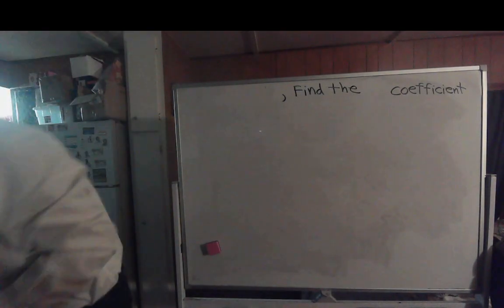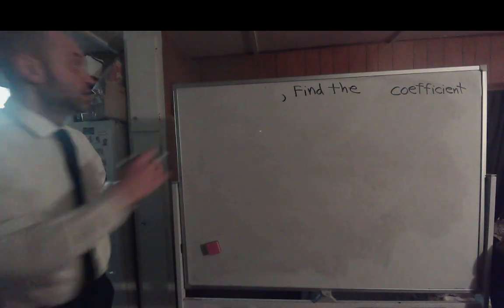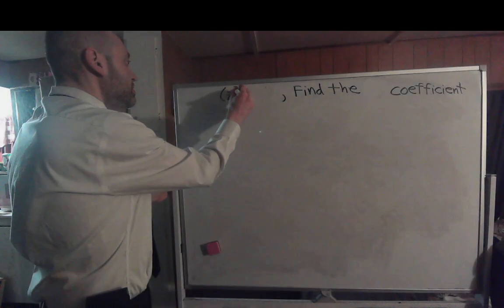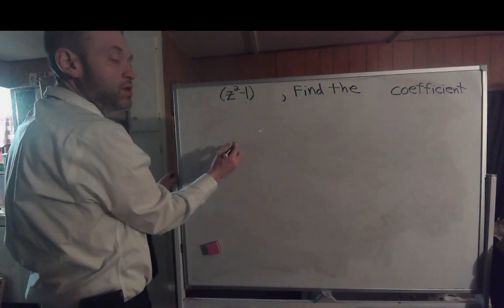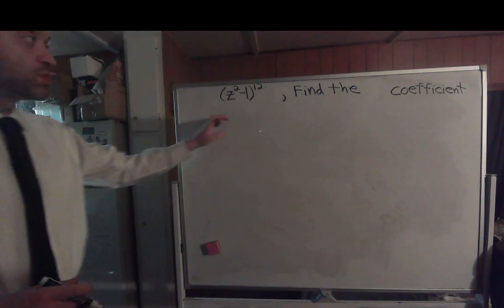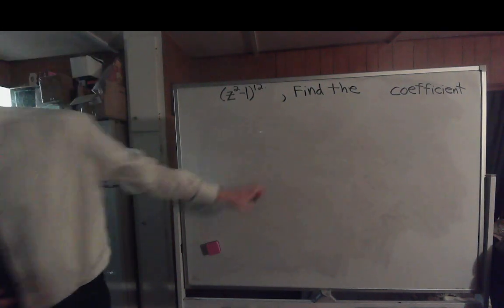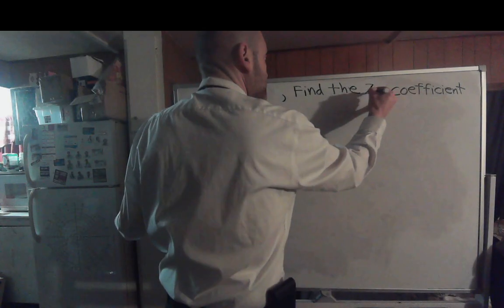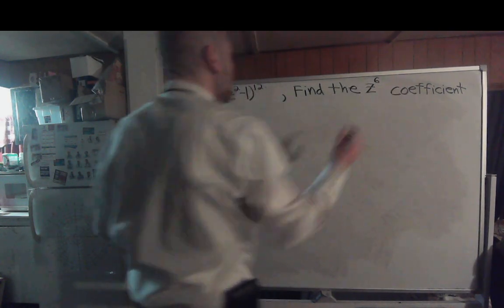All right. We are given (z squared minus 1) raised to the 12th power. Find the z to the 6th coefficient.